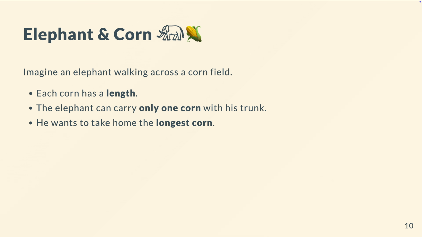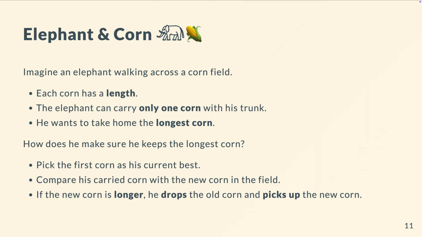We have learned the sum pattern. Keep a running total. Now let's learn finding the max in a list. This story of the elephant and corn will help with understanding. Imagine an elephant walking across a cornfield. Each corn has a length. The elephant can carry only one corn with his trunk. He wants to take home the longest corn. How can the elephant be sure he keeps the longest corn?